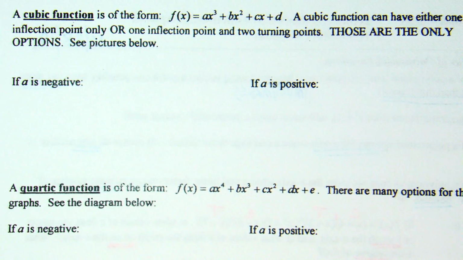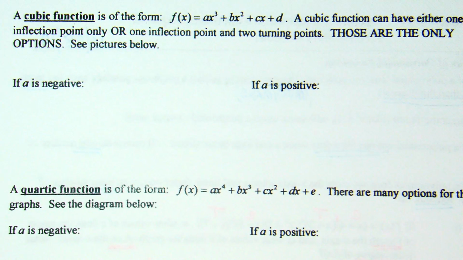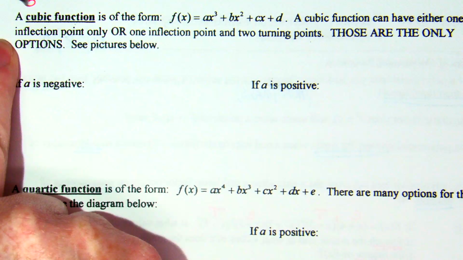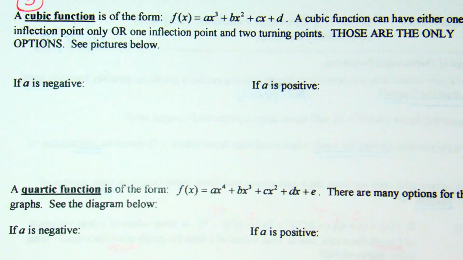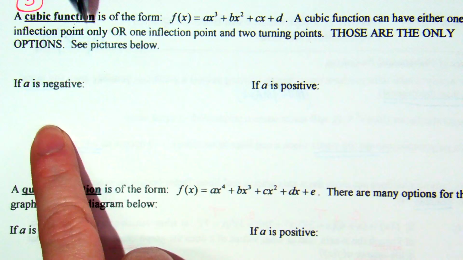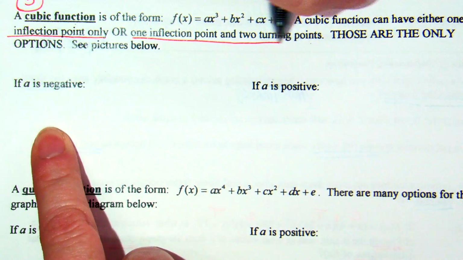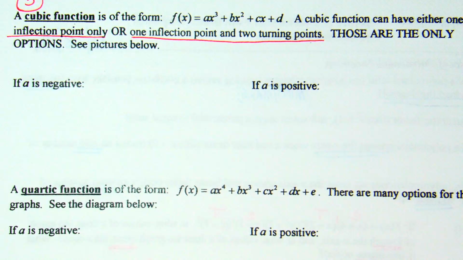Okay, and we already kind of talked about a lot about this. So, a cubic function. What's cubic mean to you? 3, good. It's x to the 3rd. It is of the form f of x equals ax cubed plus bx squared plus cx plus d. A cubic function can have either one inflection point only or one inflection point and 2 turning points. Those are your options for what a cubic can look like. Those are the only options. And then it says see pictures below. So we're going to draw those in.